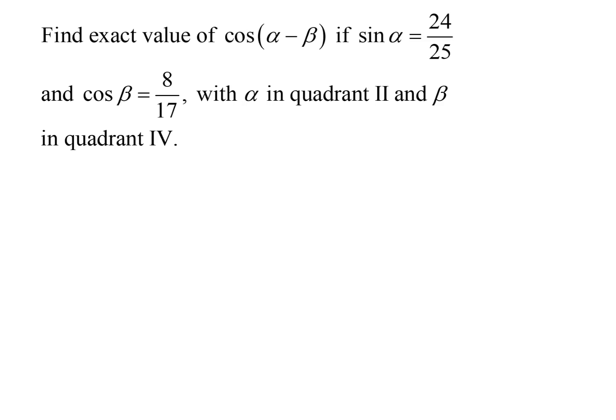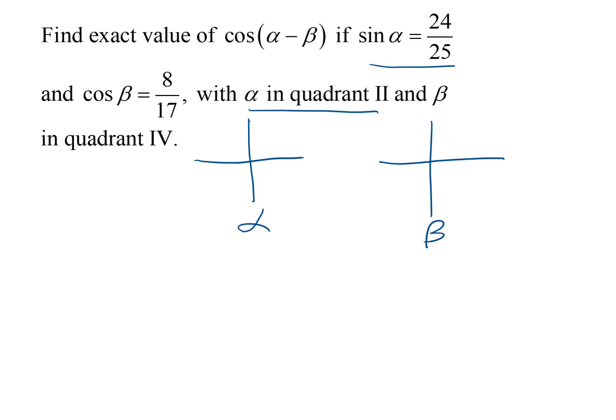We want to find the exact value of cosine alpha minus beta, and then we've got some information about sine alpha and sine beta. So the first thing I'm going to do is draw a triangle for alpha, and I'm going to do the same thing for beta. Looking at the information, sine alpha is 24/25 and alpha is in quadrant 2.